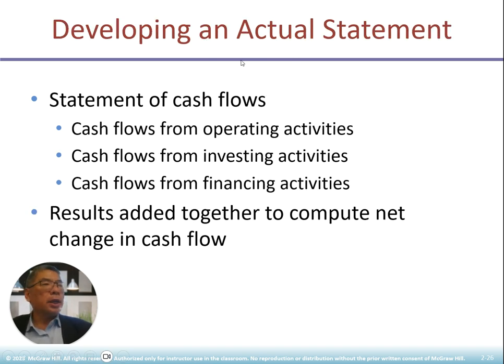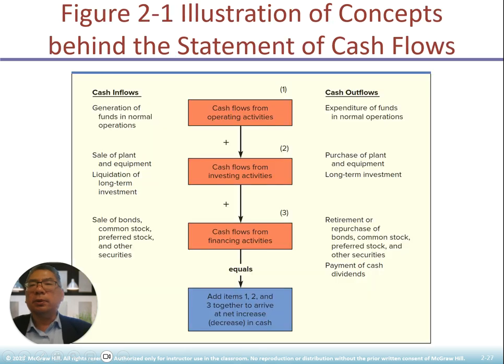Look at the actual statement. There are 3 components of it: cash flow from operating activities, cash flow from investing activities, cash flow from financing activities, which together result in the changes in the cash flow. Illustration of the concept of cash flow: from operation, from investment, from financing. What are those in operation? It's coming from the generation of funds in normal operation and expenditure in the normal operation for the cash flow operations.